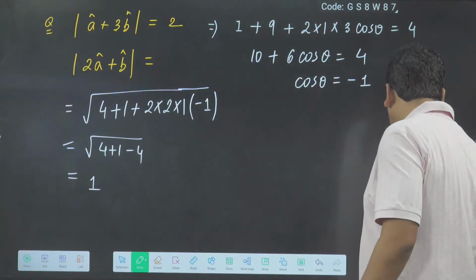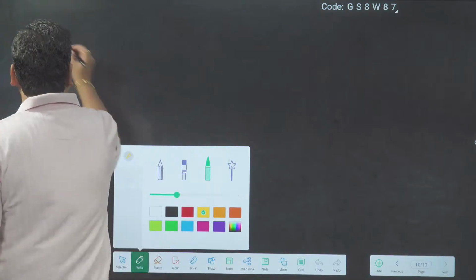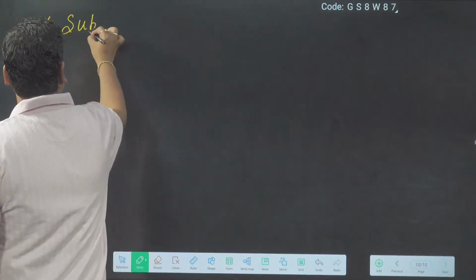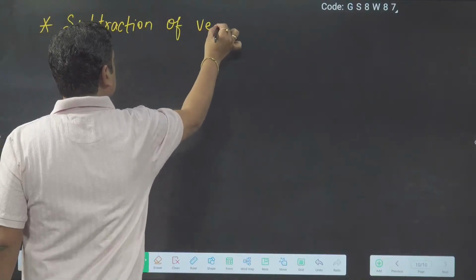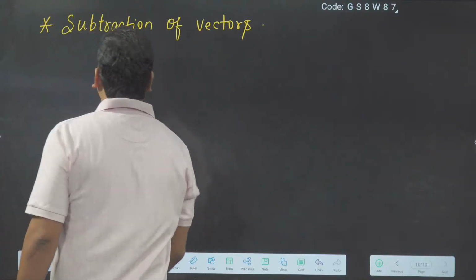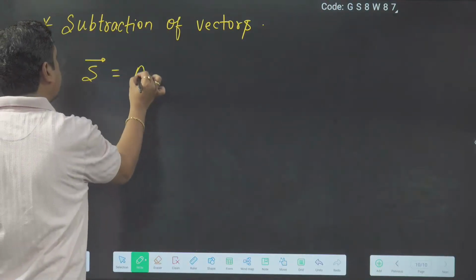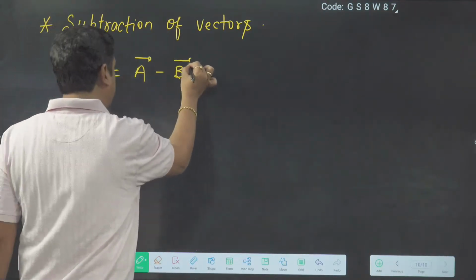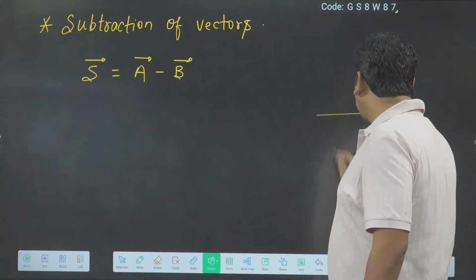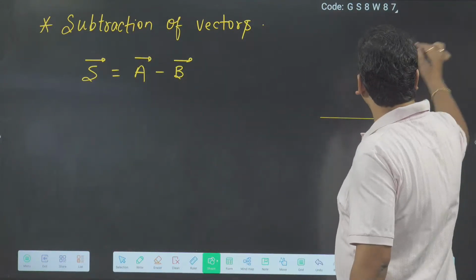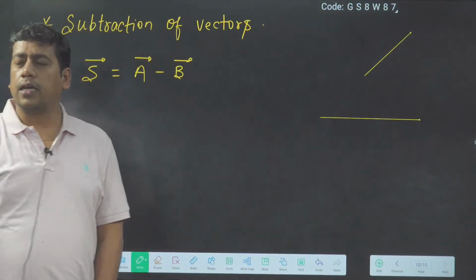Now before going further, let's do one more simple topic, which is subtraction of vectors. Subtraction of vectors. Let's say S vector is given as A vector minus B vector. Let's say this is A vector, just like in resultant also, this is A vector and this is B vector.